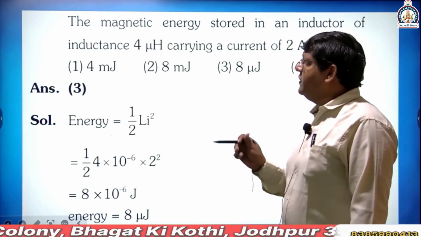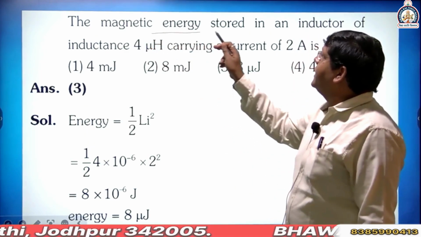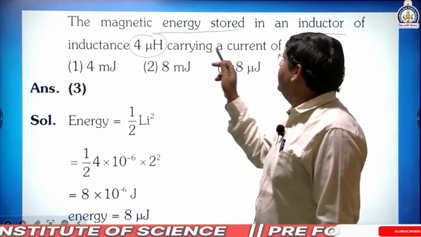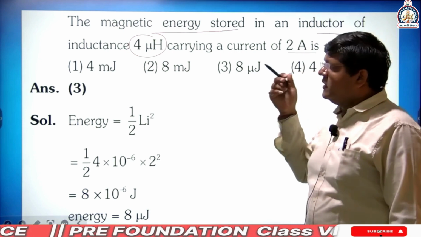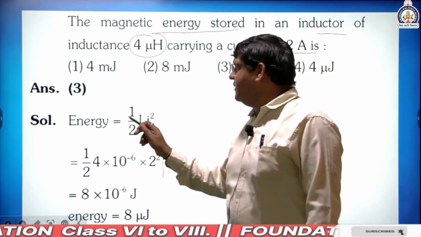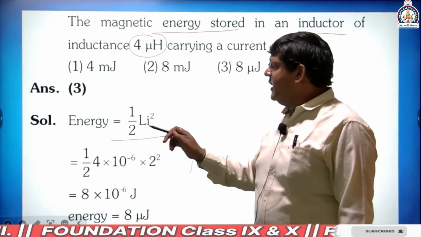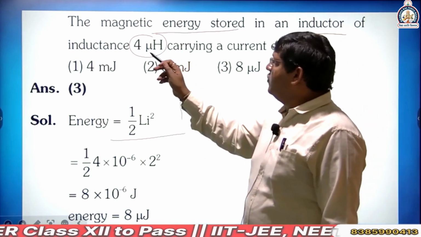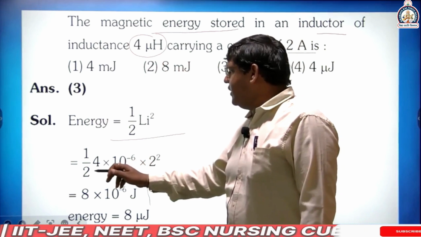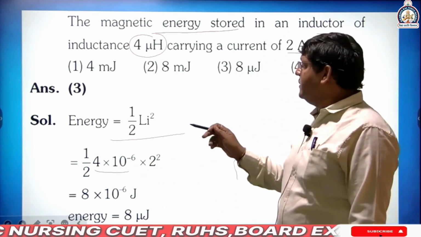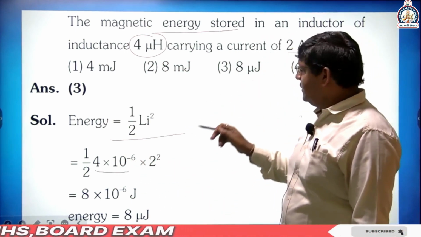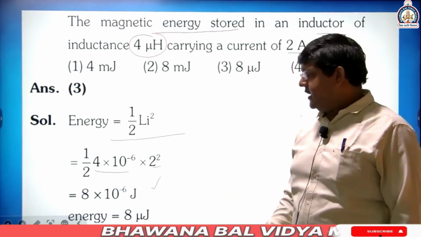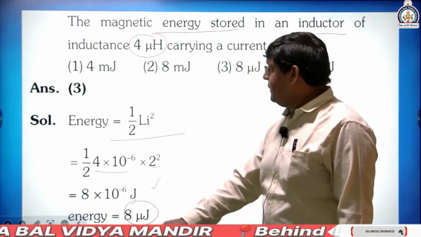The next question is related to magnetic energy. The magnetic energy is stored in an inductor of inductance 4 microhenry carrying a current of 2 ampere. The direct formula for the magnetic energy is half L i square, where L denotes the inductance and i denotes the current. The value of inductance is 4 microhenry, 4 into 10 raised to power minus 6, and the current is 2 ampere. The square of 2 is 4, so we get 8 into 10 to the power minus 6, which can be written as 8 microjoule.